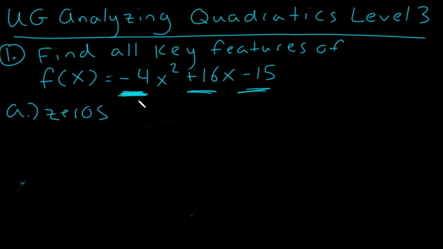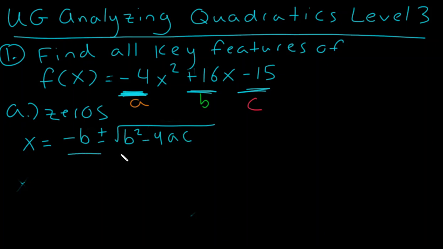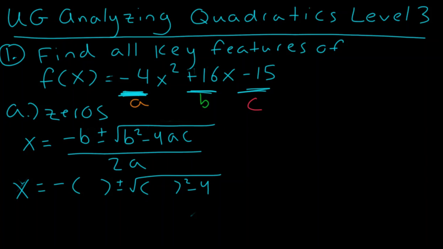When all else fails, label your first coefficient a, label your second coefficient b, and your third coefficient c, and we can use the quadratic formula, which states x equals negative b plus or minus the square root of b squared minus 4ac all over 2a. And when we do this, let's go ahead and change all of our letters into parentheses. So we have negative parentheses plus or minus the square root of parentheses squared minus 4 parentheses all over 2 parentheses. And using our colors that we labeled them, let's fill in everything.